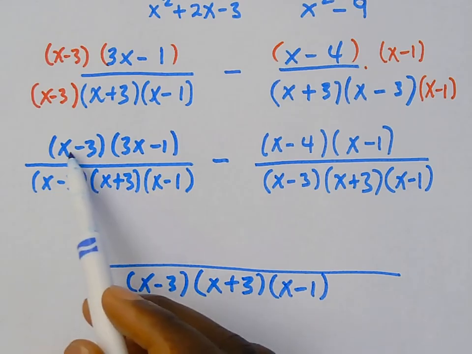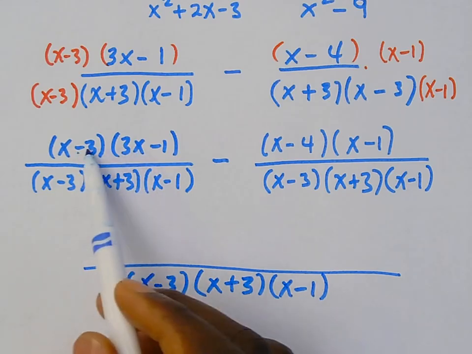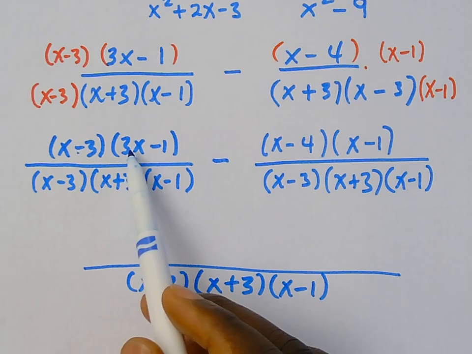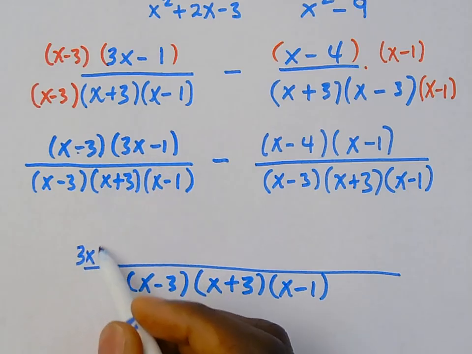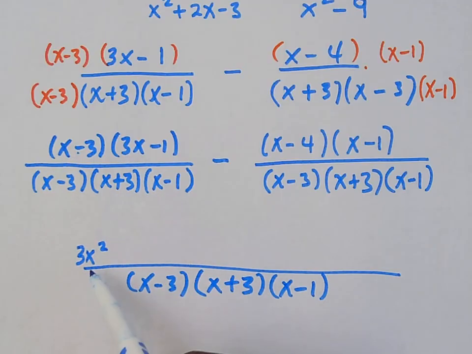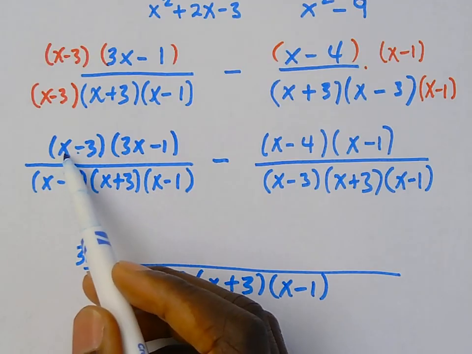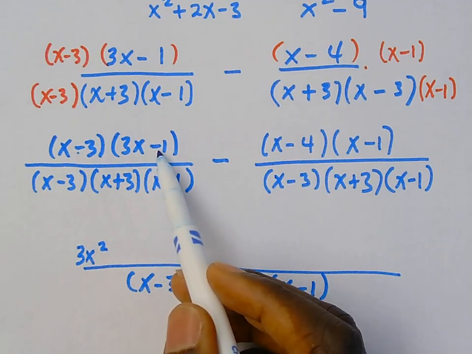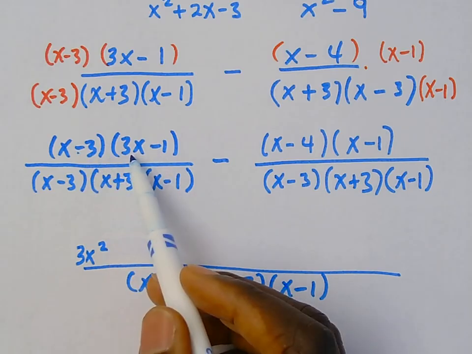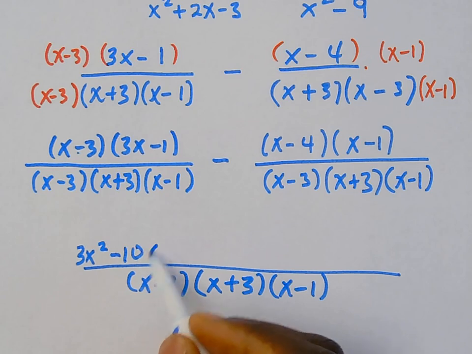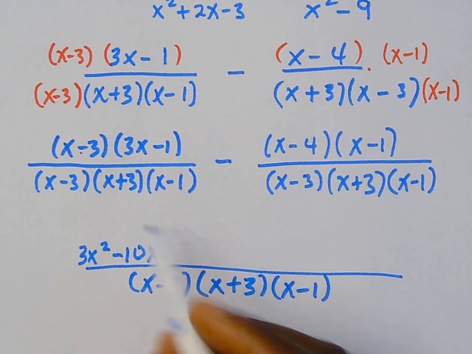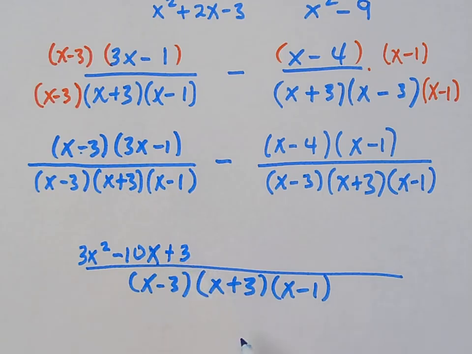On the left hand side, I'm going to FOIL, or multiply x minus 3 by 3x minus 1. That is going to give me 3x squared, right? X times 3x, 3x squared. Then x times negative 1 to get negative x, then negative 3 times 3x to get negative 9x. If I combine those like terms, I get negative 10x. Then negative 3 times negative 1 becoming positive 3. Okay, bring down the minus.